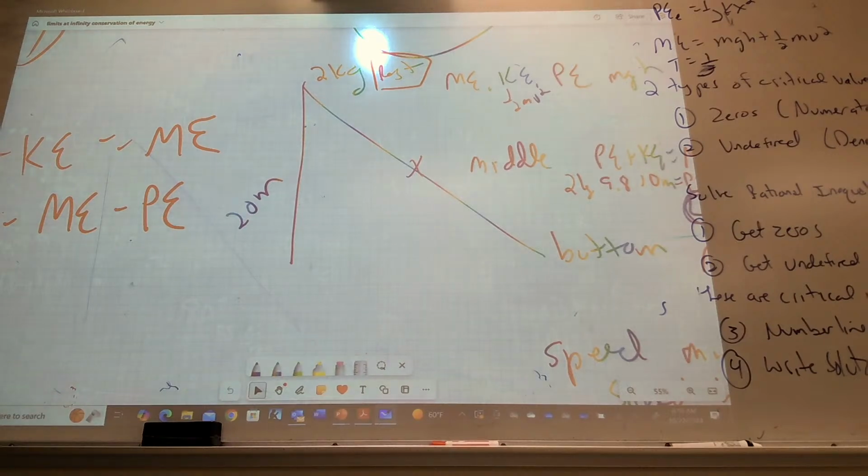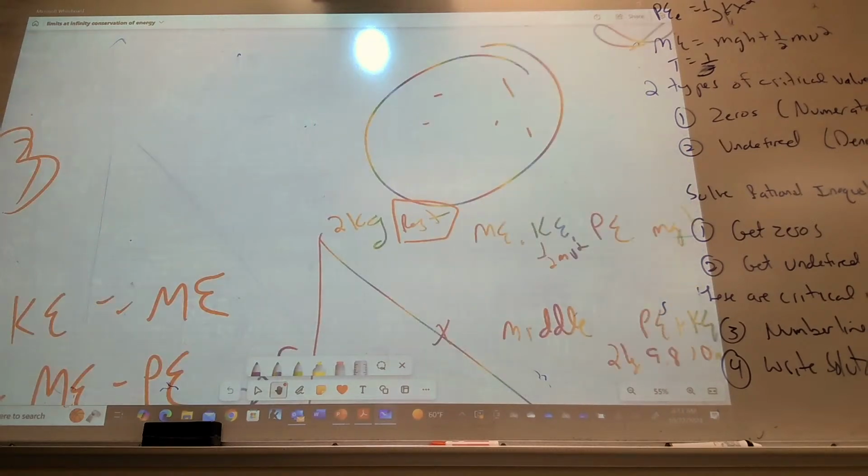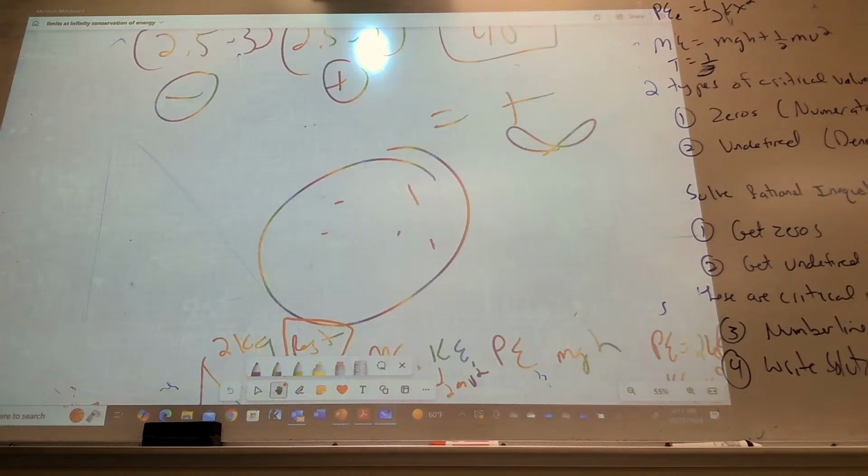So your kinetic energy at the top is the same. The friction doesn't affect anything at the top. Potential energy at the top is the same. Your mechanical energy at the top is the same. That's what you already got. After that, your numbers change.